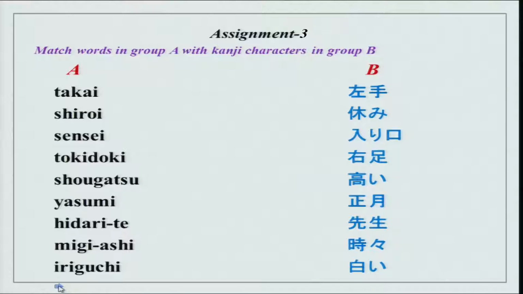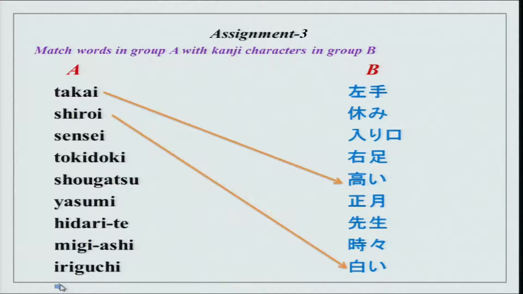Now, in this third one we have match words in group A with kanji characters in group B. So, we have these words over here and we have the kanji characters. Let us see what it is. Takai, shiroi, and you can see shiroi over here is very similar to nichi except for that stroke on top.